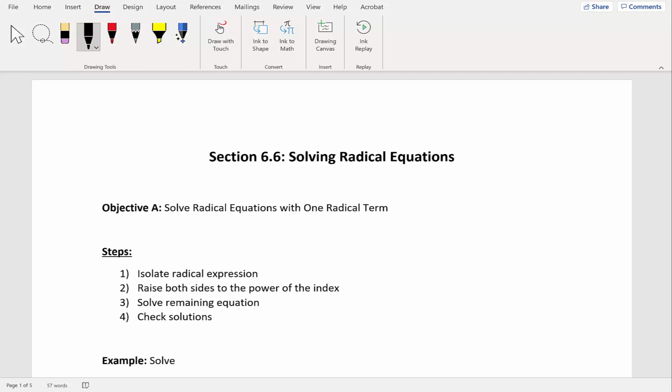In this video, we'll take a look at section 6.6, which is solving radical equations. Now, our first objective, we're going to solve radical equations with one radical term.